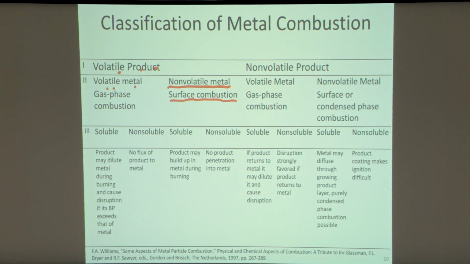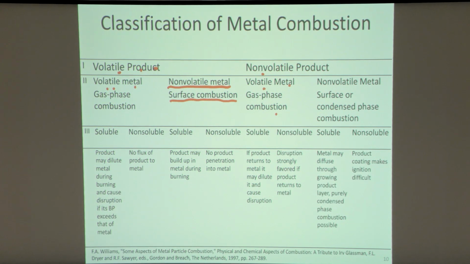If I look at the case over here where I have a non-volatile product, but I have a volatile metal, this is gas phase combustion, so this would be like aluminum combustion. And on the right case, if both the product and the metal are non-volatile, then that's a condensed phase reaction. Okay, so the reaction is going to have to diffuse the metal and metal oxide through the condensed phase, and there may be some interfacial type reactions.